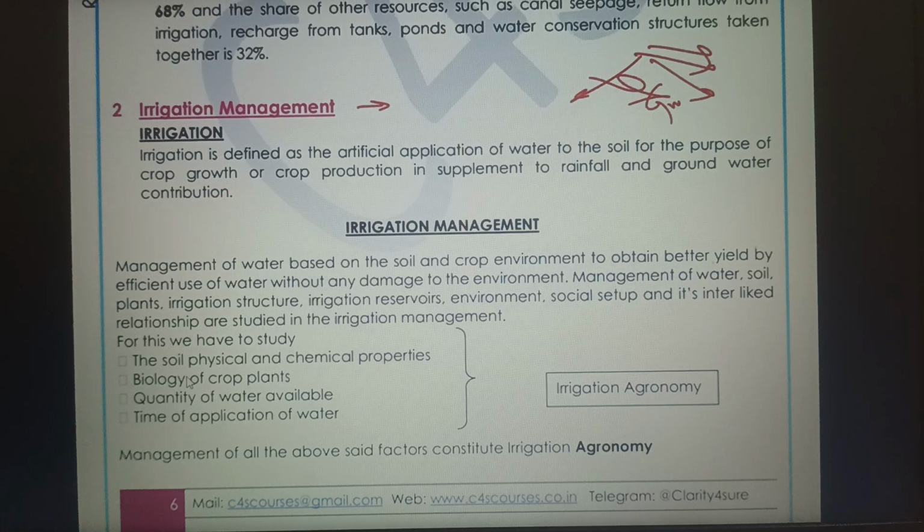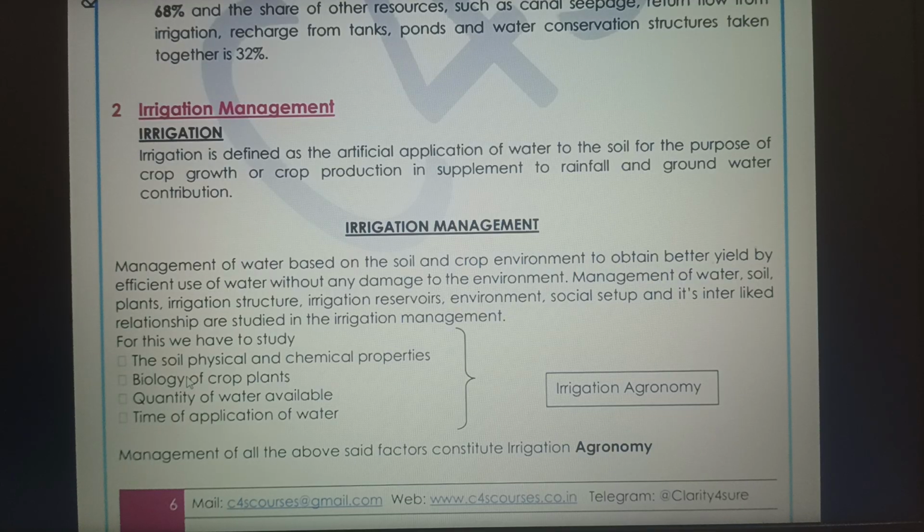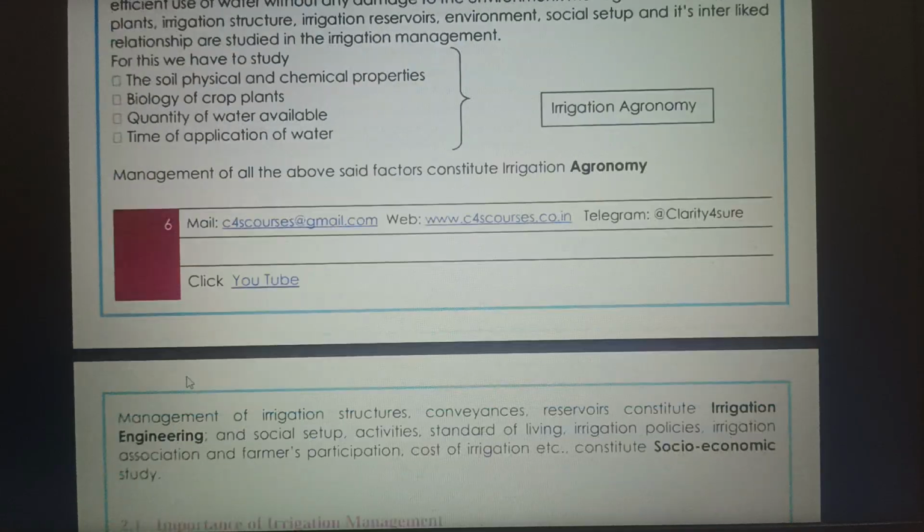But since it's a very broad topic, not vague, a very broad topic, I don't think there is a chance of a question being asked from here. Chalo.